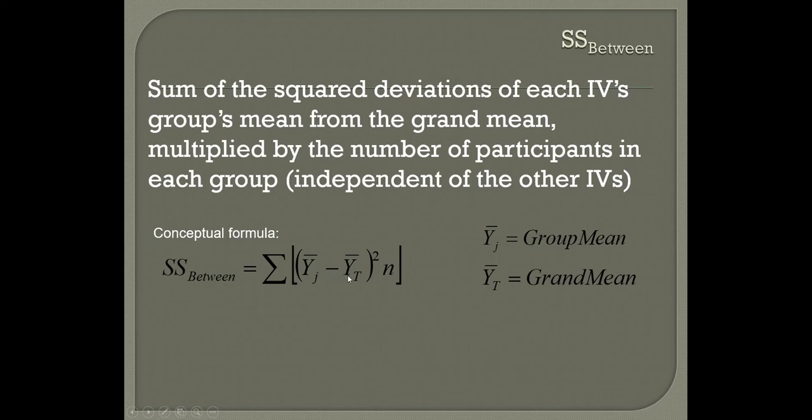How does that differ from the grand mean? So how much variability does the group mean have from the grand mean? We'd square that, multiply it by the sample size for each group, and then add up the total, and that would get us the sum of squares between, which would be like a raw measure of the effect. This would be done for each main effect.